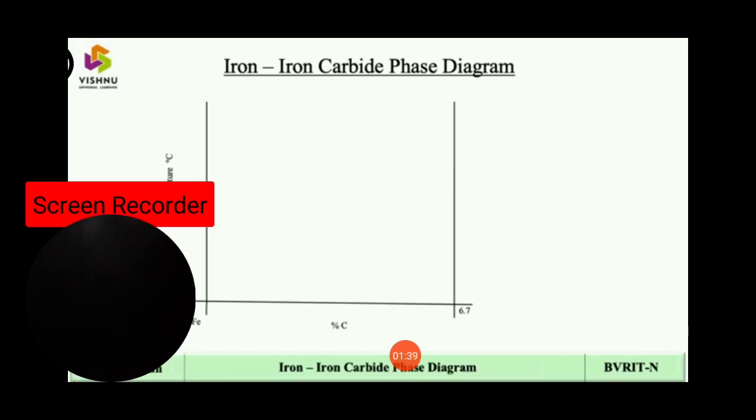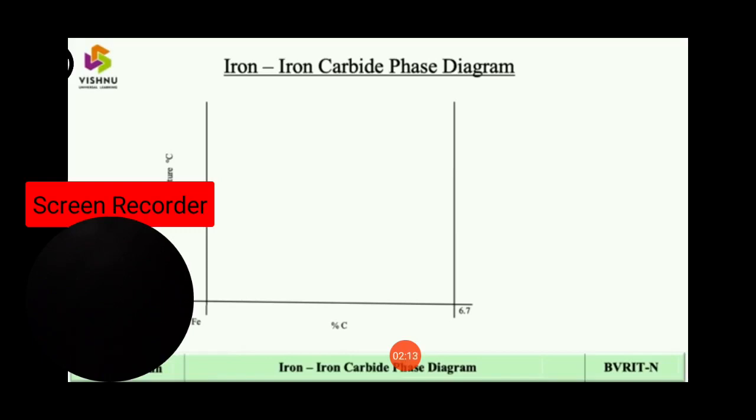Now mainly you need to understand there are three things. One is pure iron, then alloy, and then compound. An alloy is formed if and only if they obey the Hume-Rothery rules. When they fail to obey the Hume-Rothery rules, it will end up forming a compound. And we have in the iron carbide phase diagram one such compound, which is at exactly 6.67 percentage of carbon.